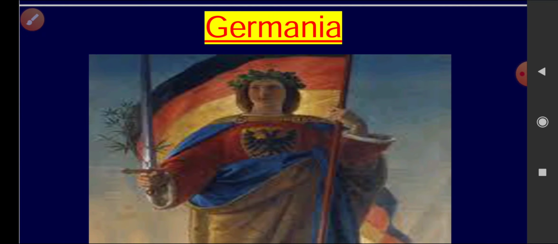Part 5 is visualizing the nation. This is the last part of this chapter. You might see one picture of a lady having a sword, oak leaves, and a flag. This is not a picture of a famous lady or someone else. It is an allegory. Allegory here refers to a representation of a nation.